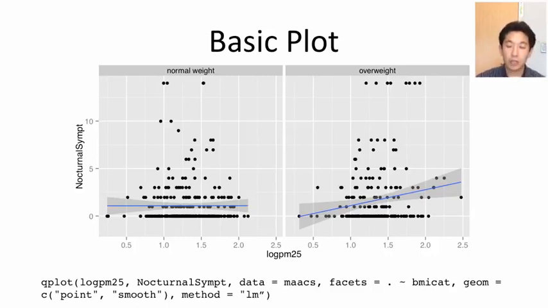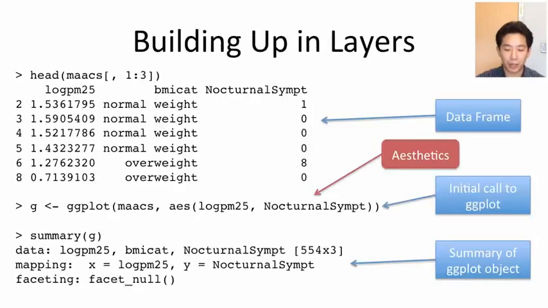So you can make this plot very easily with the ggplot function by adding things like facets and geoms to the plot. But I'm going to recreate this plot using the lower level ggplot framework. How do we build this up layer by layer? First we start with the data. Here I've got a little excerpt of the data frame, and you can see that there are 3 variables: log PM2.5, BMI category, which has 2 levels, normal weight and overweight, and the number of days with nocturnal symptoms, which is going to be a number between 0 and 14 because it's over the last 2 weeks.